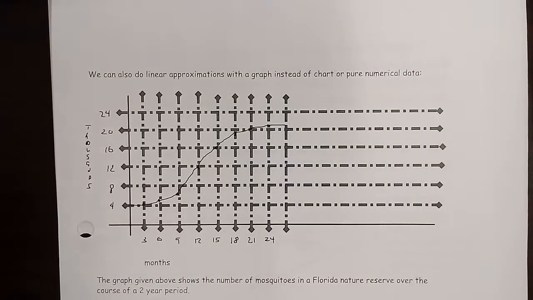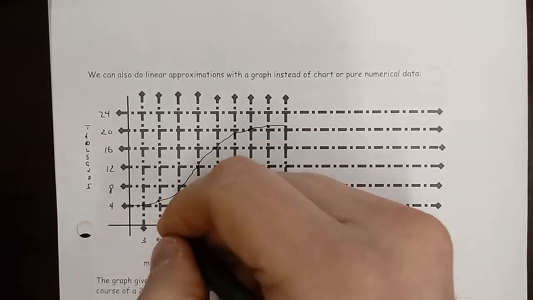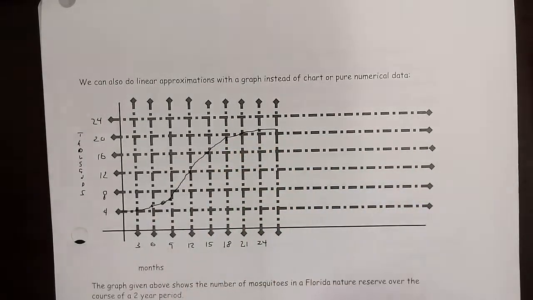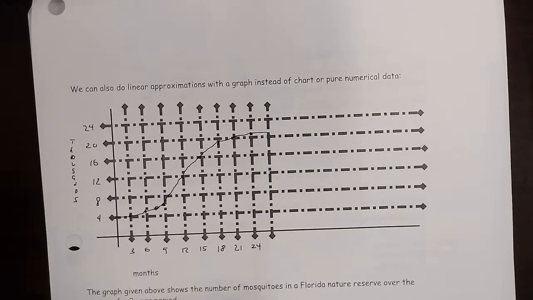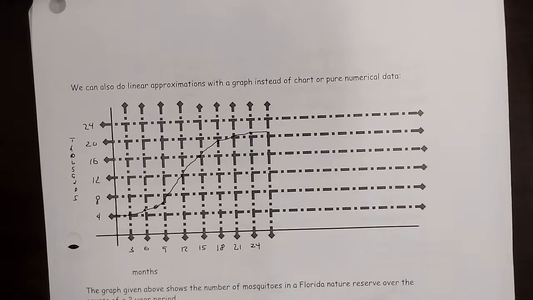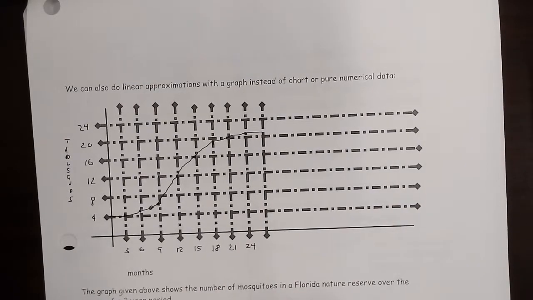Estimate the number of mosquitoes in the reserve after 7 months, 26 months, and after 50 months using a linear approximation. So, 7 months. I mean, 5,000? That's my guess. 26 months.